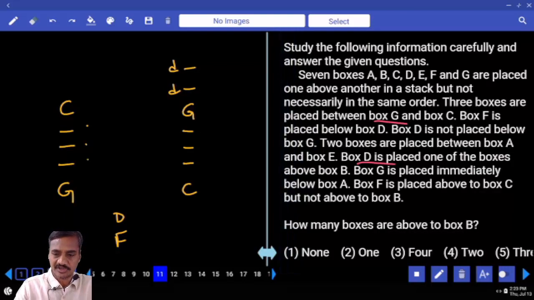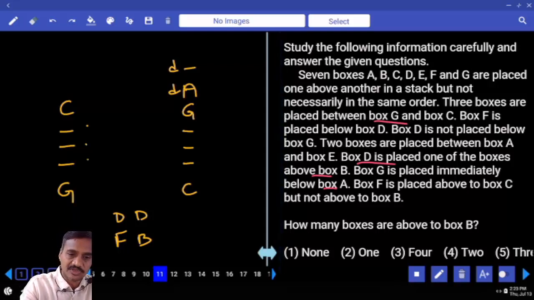D is placed one of the boxes above B. And D is above F. And D is above this B as well. And G is placed immediately below A. Now this G is placed immediately below A. A is here. Now if A is here, then D must be.